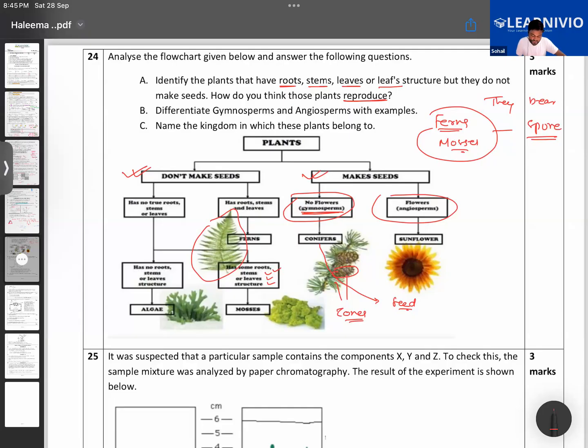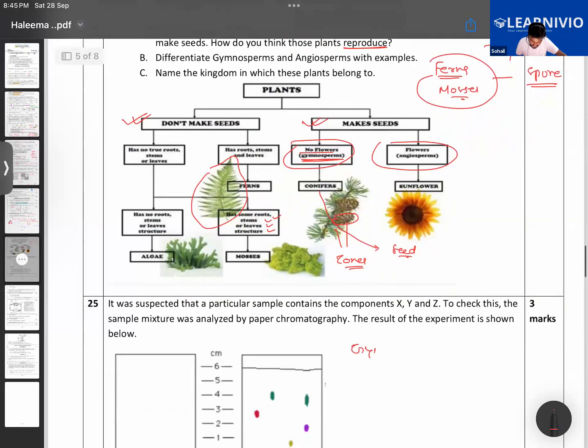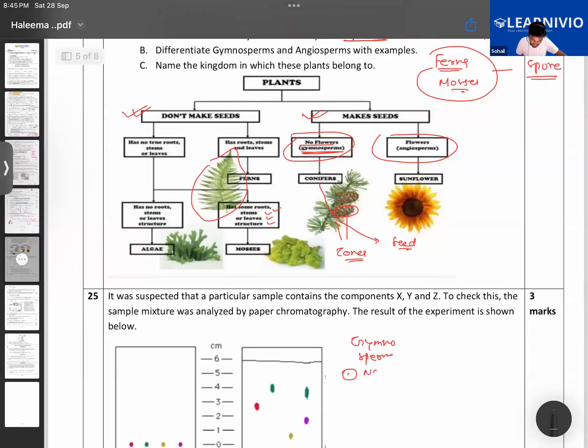Furthermore, gymnosperms do not produce the flower. So right now, what are the things I have told you about the gymnosperms? They have no flower. Naked seed, plus they have no flowers. That is one thing. We have the example of pine. Pine is an example, or fir is an example, or spruce is an example. So these are the gymnosperms.